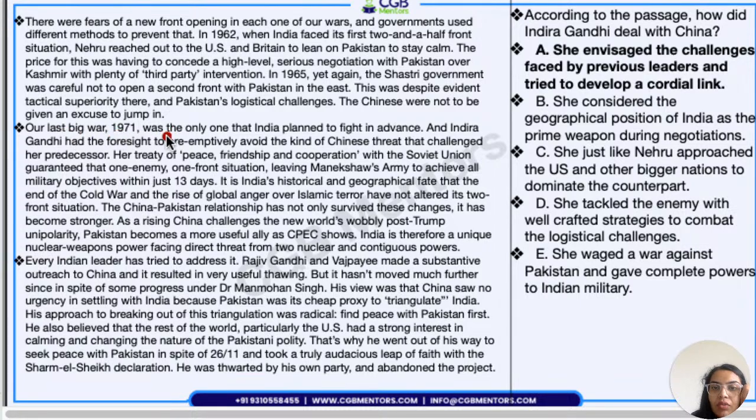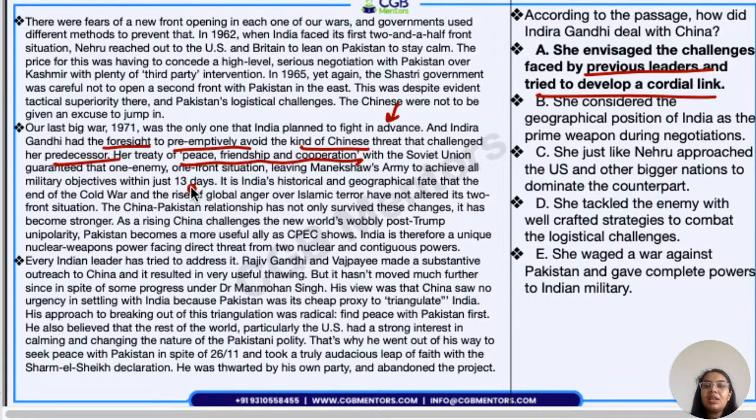Our last big war was the only one that India planned to fight in advance, and Indira Gandhi had the foresight to preemptively avoid the kind of Chinese threat that challenged her predecessor. So she envisaged the challenges faced by previous leaders and tried to develop the cordial link. Her treaty of peace, friendship, and cooperation, that is the cordial link. I am not reading everything in detail, but if you read the first 4 lines of this para, you have your answer.